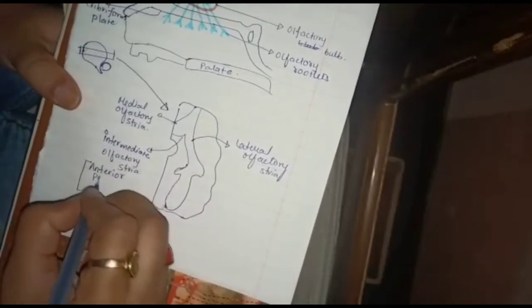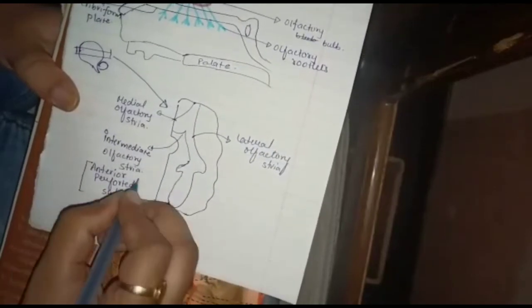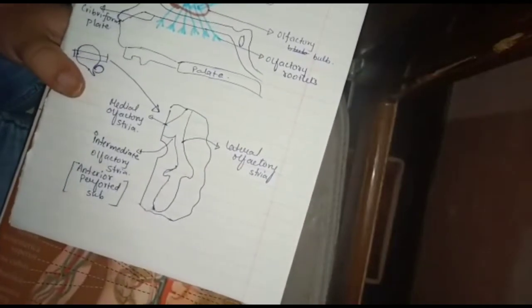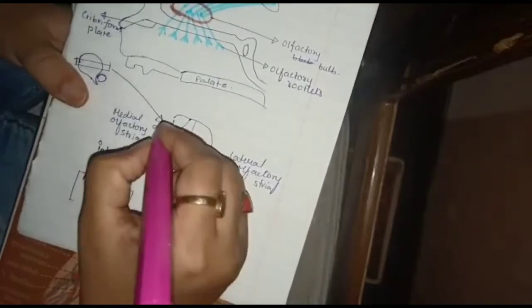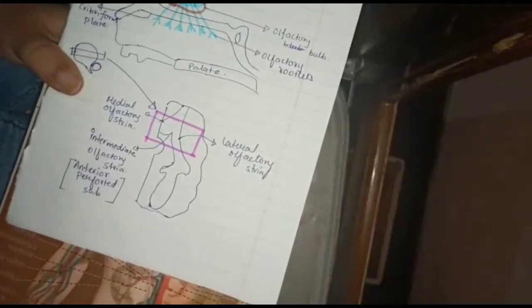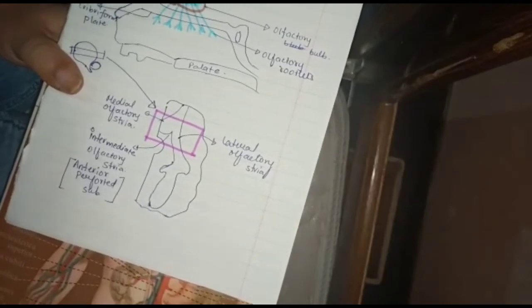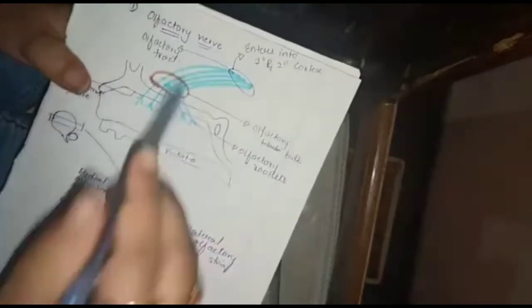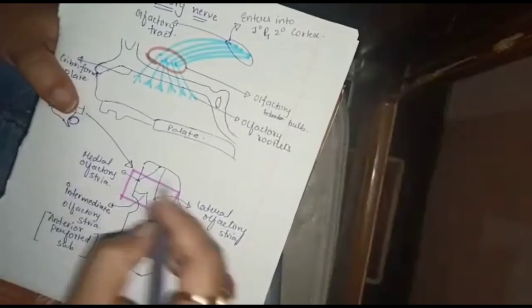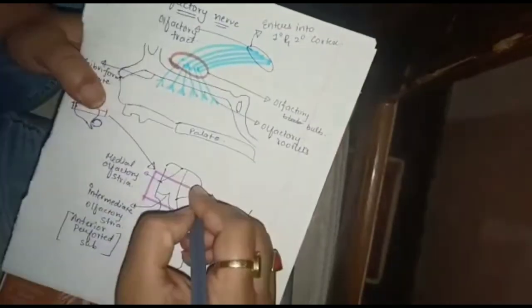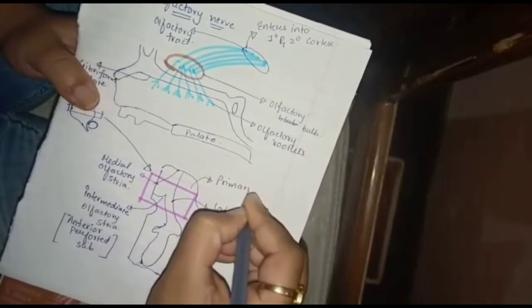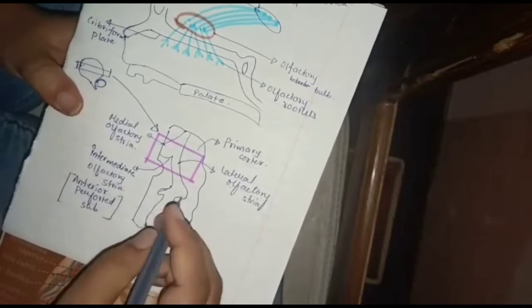But in some areas, this part, the intermediate olfactory stria, is also known as the anterior perforated substance. Then after going through this stria, before that I will tell you about the primary cortex. This part is known as the primary olfactory cortex. Here I said they enter into the primary and secondary cortex. So this part that I have drawn with a pink box is known as the primary cortex.